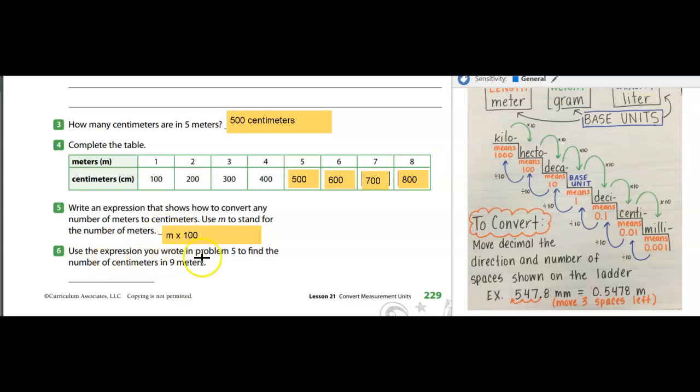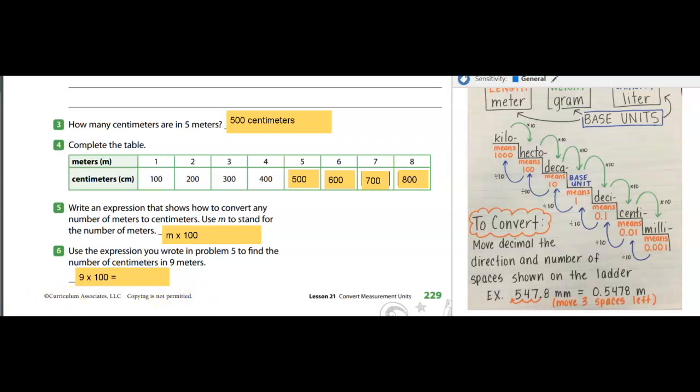Question 6. Use the expression you wrote in problem 5 to find the number of centimeters in 9 meters. So let's write this expression out. So if we're going to use the expression M times 100, our M for question 6 will be 9. 9 will be our M. So we're going to write 9, and we're going to do 9 times 100. And that will be our expression.